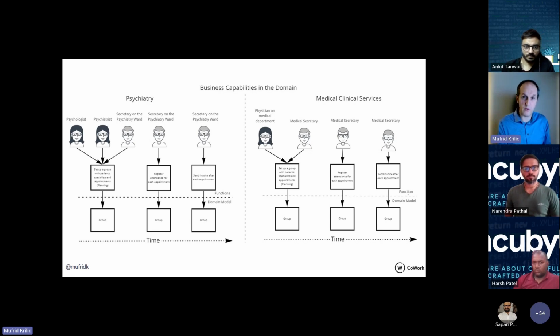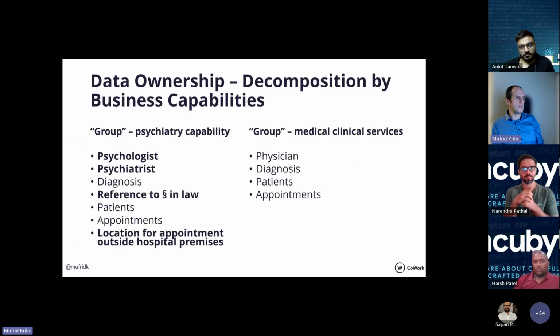I'm not suggesting you do so every time. It might be costly, but just considering the business capabilities on the coarse level could give you some interesting gains. Okay, so what can data ownership give us if we model it along the business capabilities? Well, we can have more nuanced language on psychiatry and on the somatic side. So we can use psychologist and psychiatrist properties, which are not relevant for the somatic side. And we finally have a place to put the reference to a paragraph in law for compulsory interventions, which are only relevant for psychiatry, not for the somatic side.